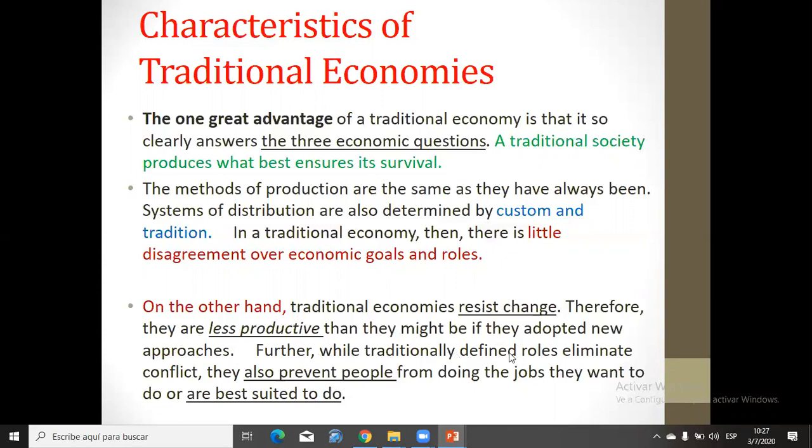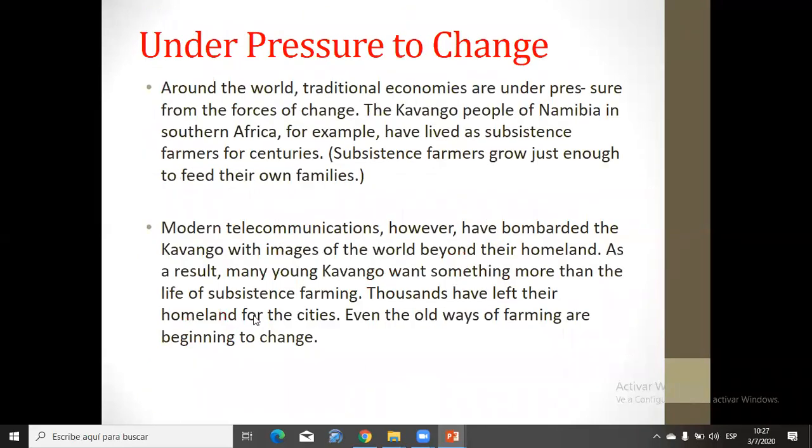Further, traditional defined roles eliminate conflict. They also prevent people from doing the job they want to do or are best suited to do. Now this is a conflict that arises in this type of traditional system under pressure to change. Around the world, traditional economies are under pressure from the force of change.